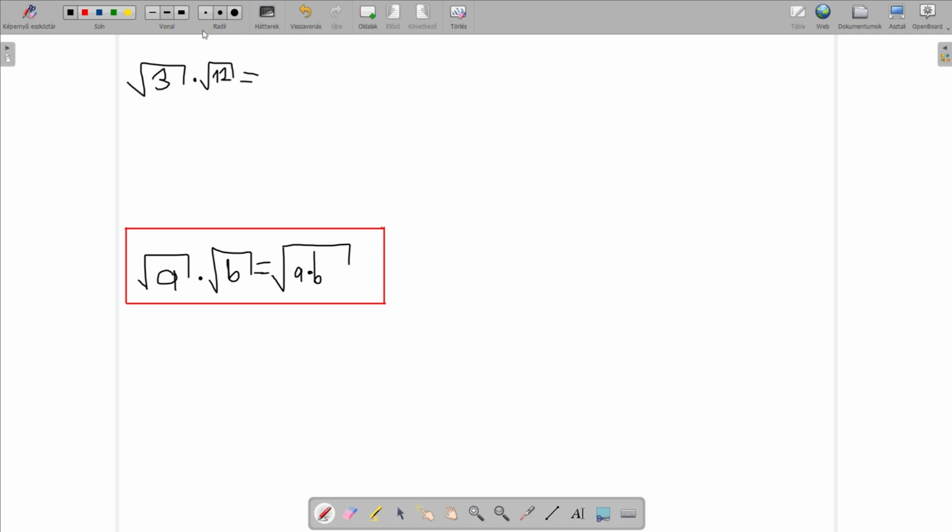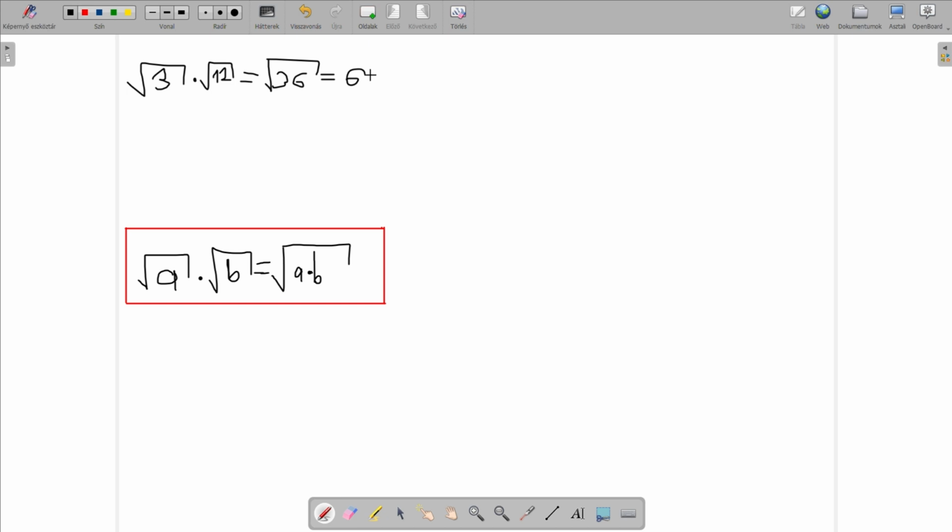Now what do we have here? Well, none of these numbers have an integer square root, so we need this identity here. So that is going to be equal to the square root of 36, because 3 times 12 is 36. And voila, we solved it because this is just 6. So this was a pretty cool way of using it.